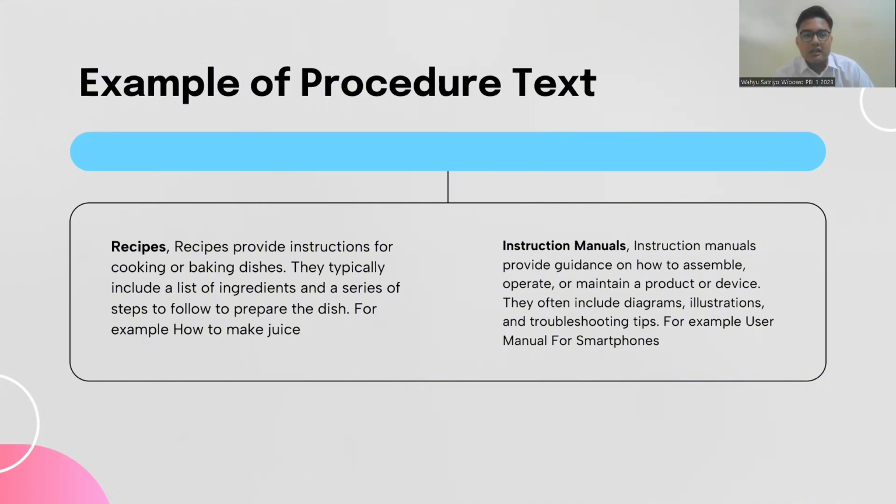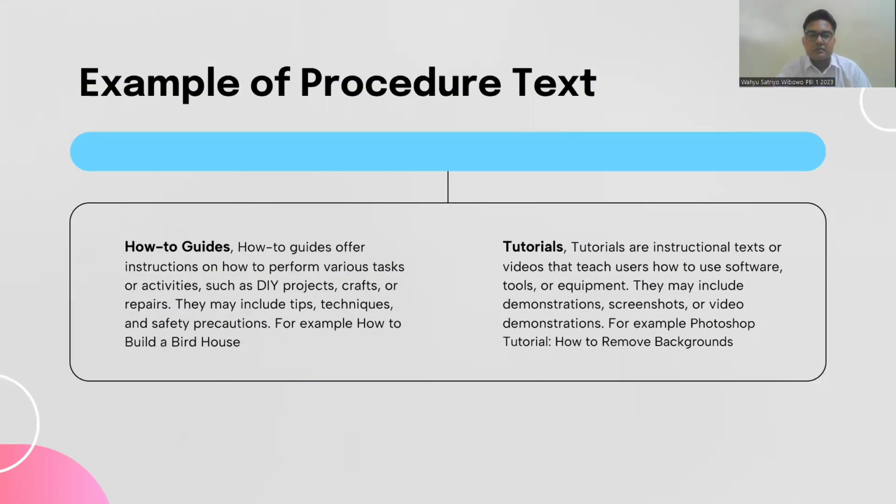For example, how to make cheese. The second is instruction manuals. The instruction manuals provide guidance on how to assemble, operate, or maintain a product or device. They often include diagrams, illustrations, and troubleshooting tips. For example, user manual for smartphones.